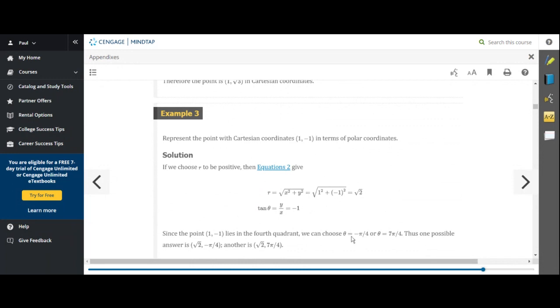So for the angle, you can choose -π/4 or 7π/4. So one possible answer for a polar coordinate for this point is (√2, -π/4). Another possible answer is (√2, 7π/4).